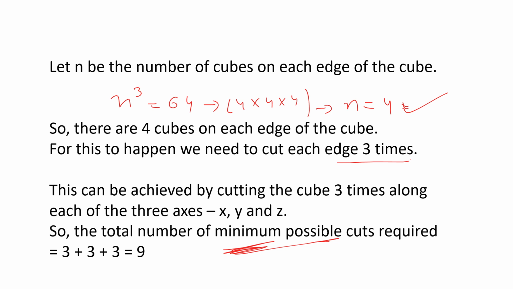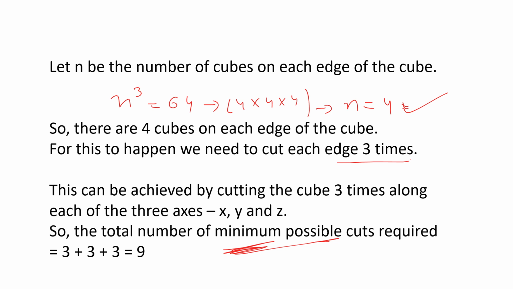Let n be the number of cubes on each edge of the cube. So we have a total of 64 cubes, so n equals 4. So there are 4 cubes on each edge of the cube. For this to happen, we need to cut each edge 3 times.